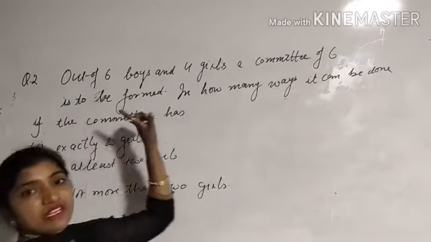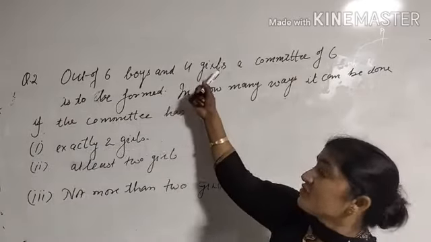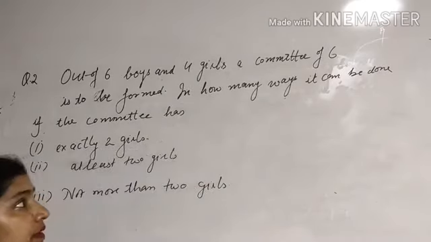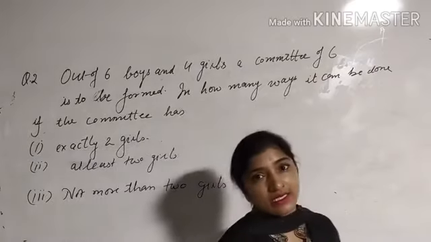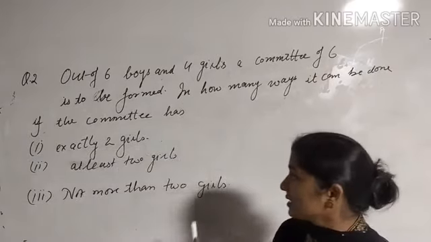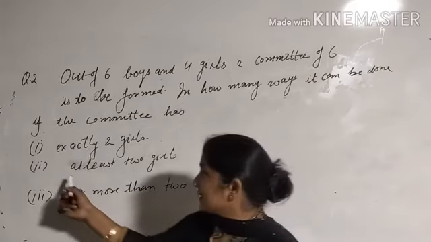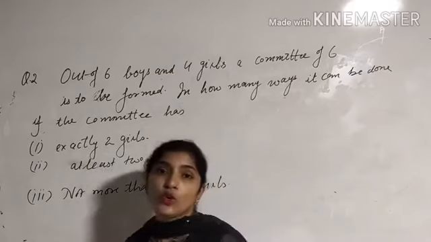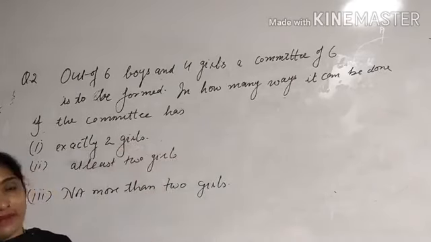Let's now consider one more example, that out of 6 boys and 4 girls, a committee of 6 is to be formed. Okay, in how many ways can it be done if the committee has, case 1, exactly 2 girls, case 2, at least 2 girls, case 3, not more than 2 girls. So let's discuss the cases one by one.